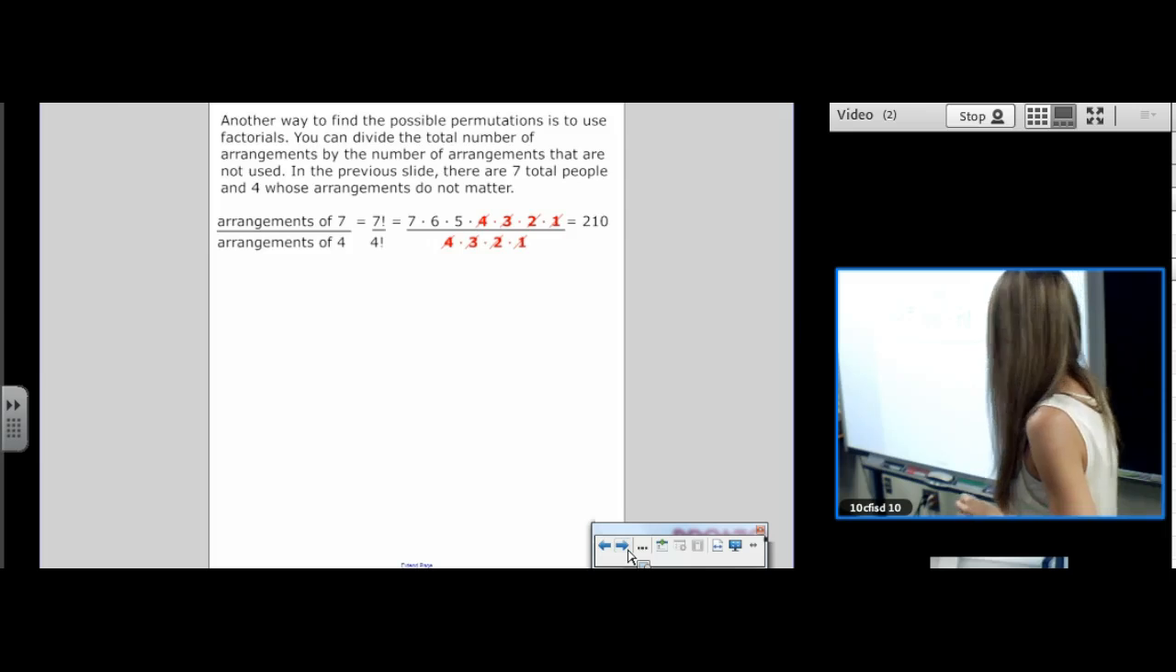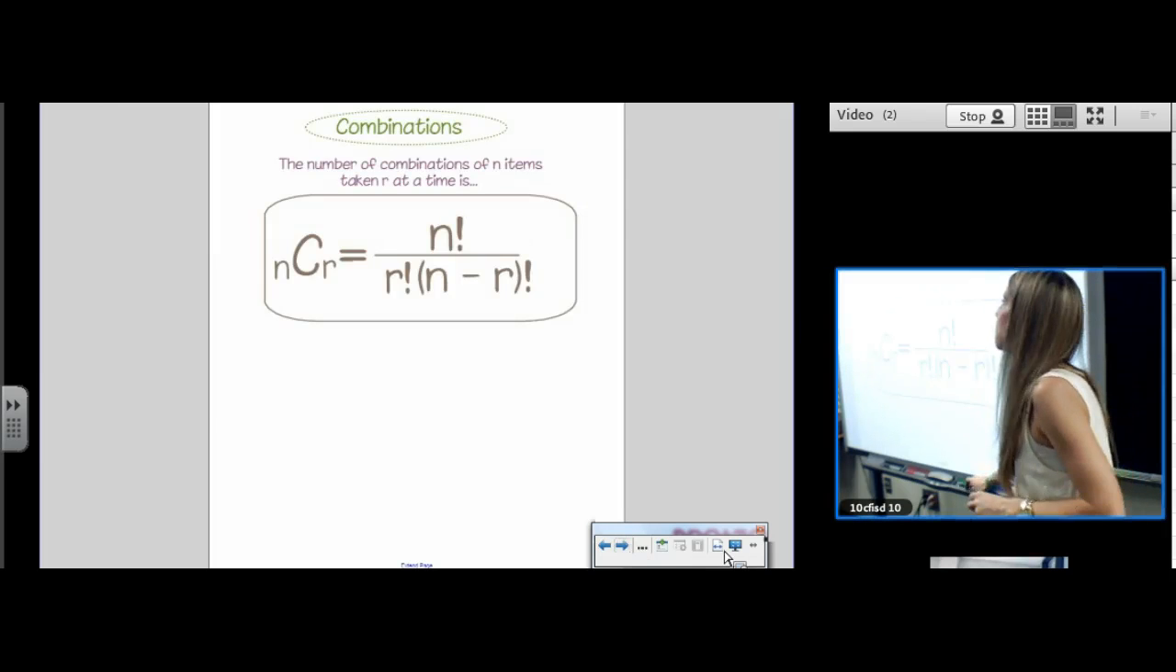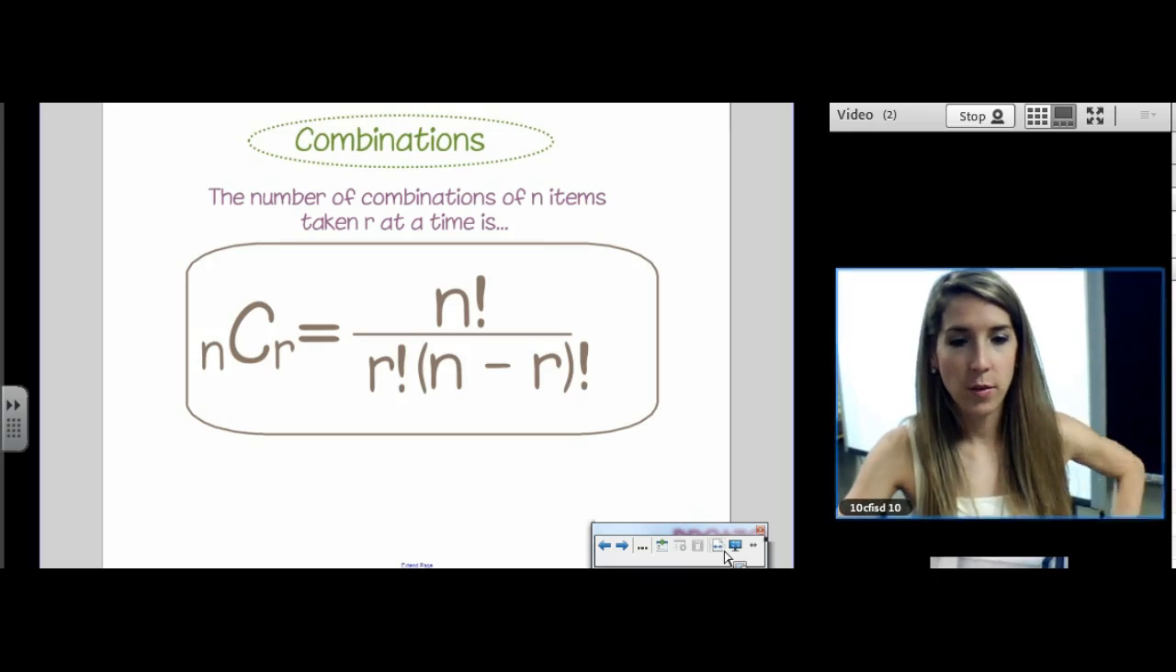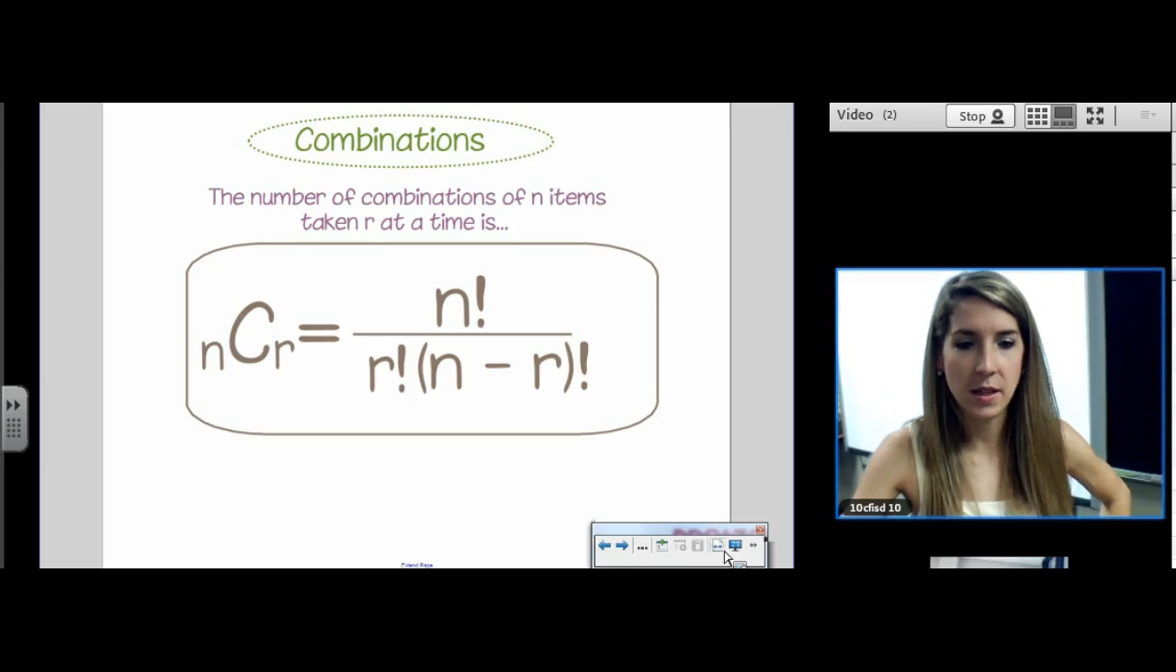We already did that, okay? Here, I'm just going to throw at you, here's the number of combinations, the formula for combinations. Go ahead and write it down. I'll talk a little bit about the formula, and then we'll just dive into some examples.